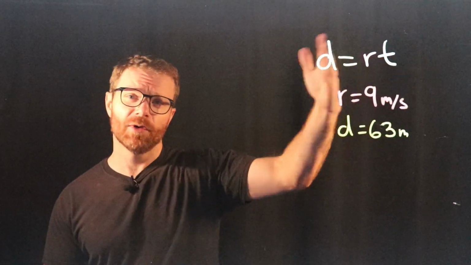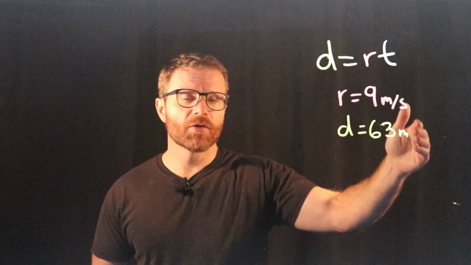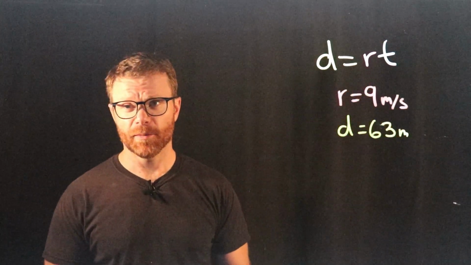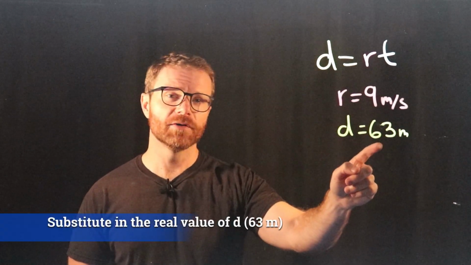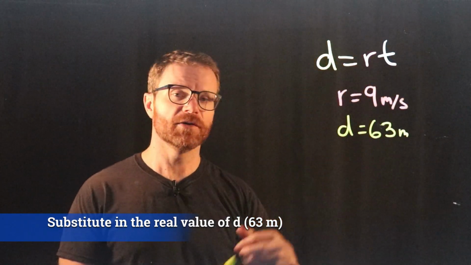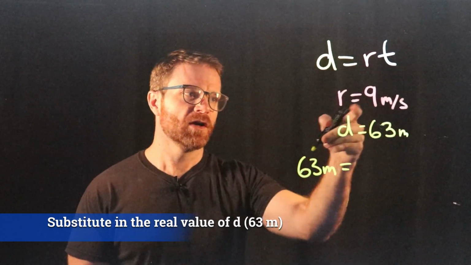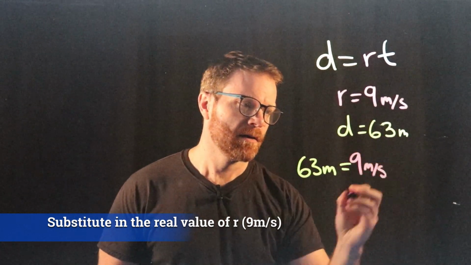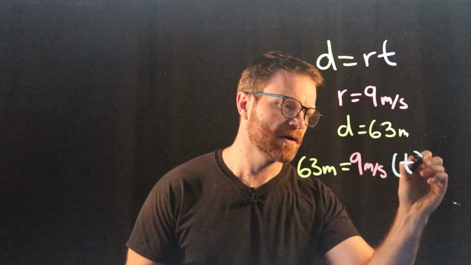Now, the way we solve an equation like this is really similar to solving for a single variable, except now that we have more than one thing, all we need to do is take these variables that we know and plug them into the formula. We call this substitution. We're going to substitute the d here for the value that we know d is equal to, 63 meters. So we're going to rewrite this formula as d we know is 63 meters, 63 meters equals r, which we know is 9 meters per second, times t, which we actually don't know. So we're going to leave it as t.